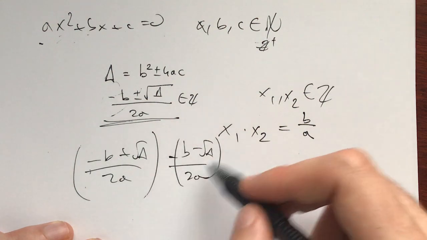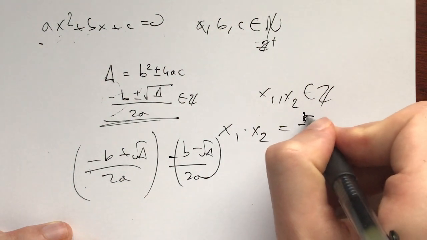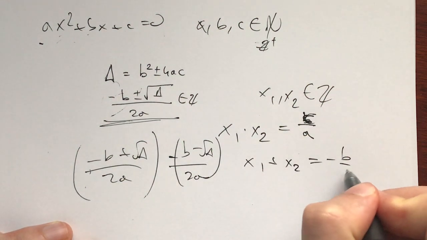We get b over a, if I am not mistaken. Or do we? Oh, b over 4a? Wait, what do we get? Oh, my bad, we get c over a. And when we add them together, we get minus b over a.